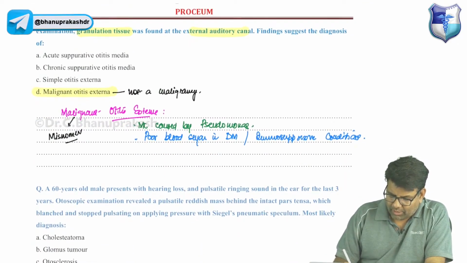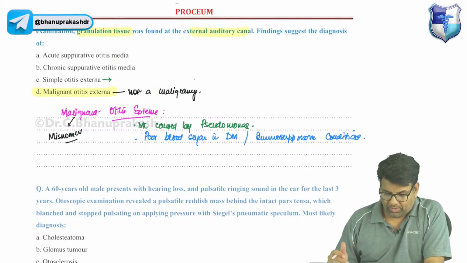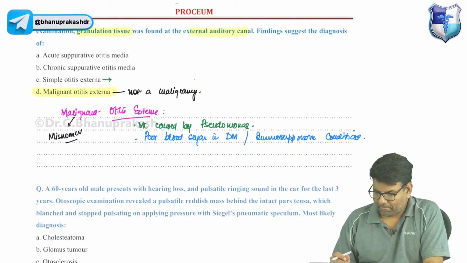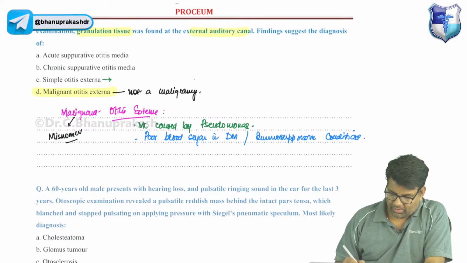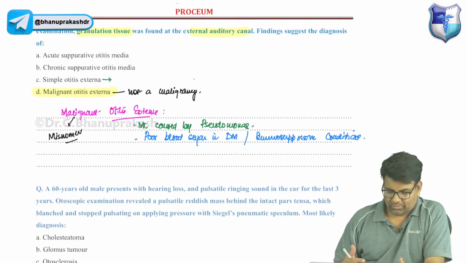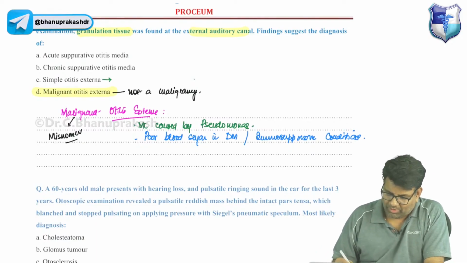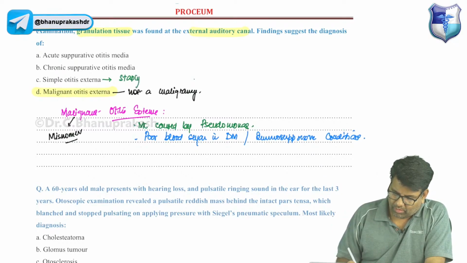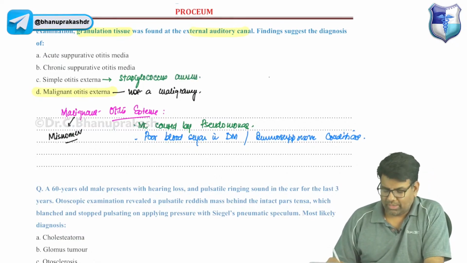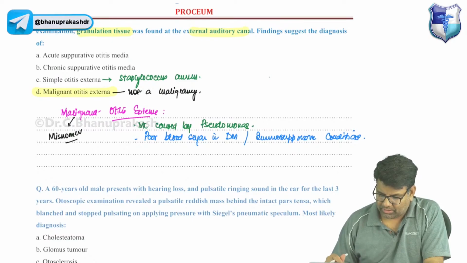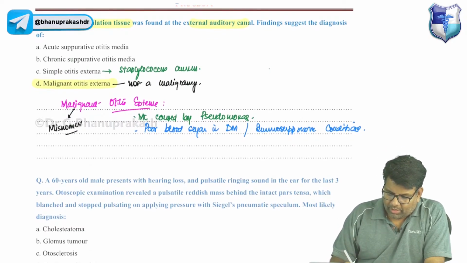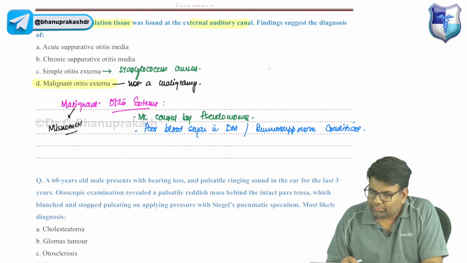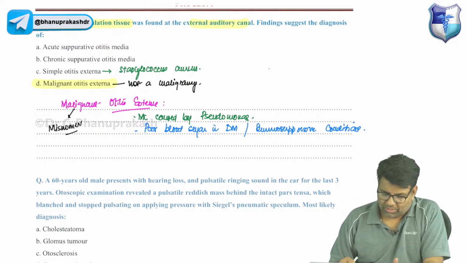Now, can anyone tell me what bacteria is responsible for causing simple otitis externa? Anyone? Because malignant is related to Pseudomonas. Which bacteria is associated with simple otitis externa? Anyone? This is Staphylococcus. So this is Staphylococcus aureus. Commonly, it is Staphylococcus aureus.